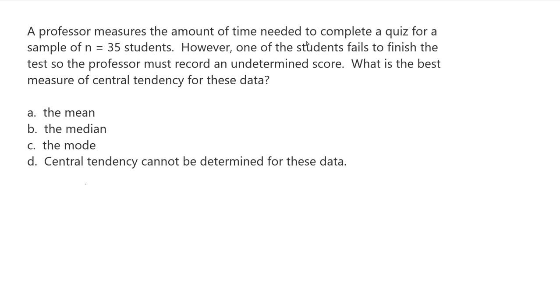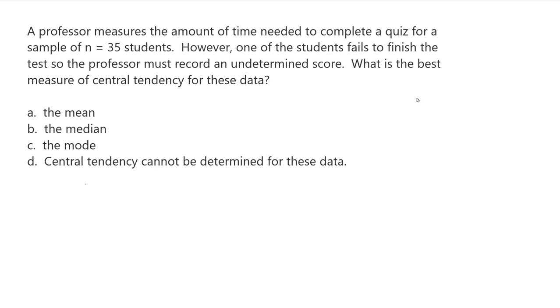A professor measures the amount of time needed to complete a quiz for a sample of 35 students. However, one of the students fails to finish the test, so the professor must record an undetermined score. What is the best measure of central tendency for these data? Is it the mean, the median, the mode, or central tendency cannot be determined for these data?